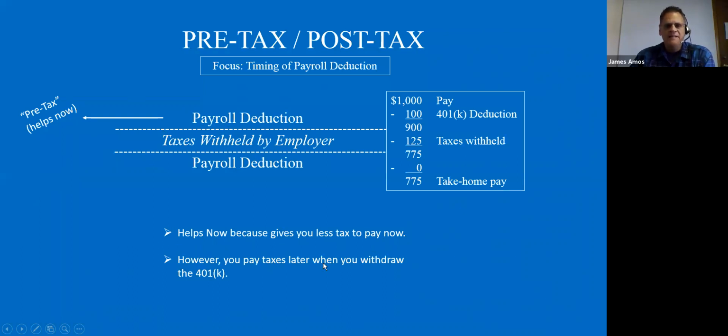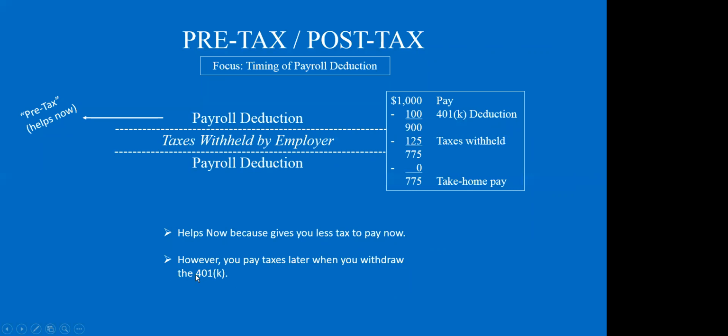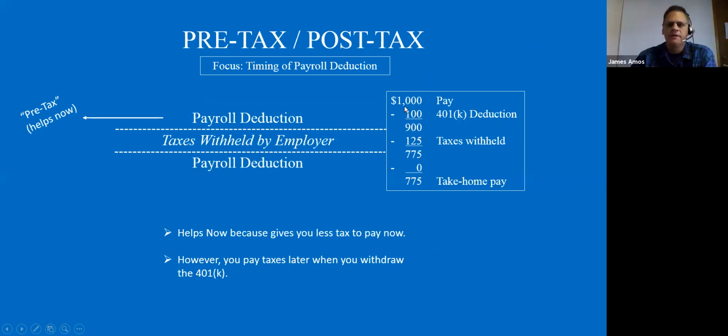However, you pay taxes later when you withdraw it. So we're going to use an example of a 401k. It gives you a deduction now from your taxes, but you end up paying the taxes on it when you take the 401k out. So let's look at an actual number example.